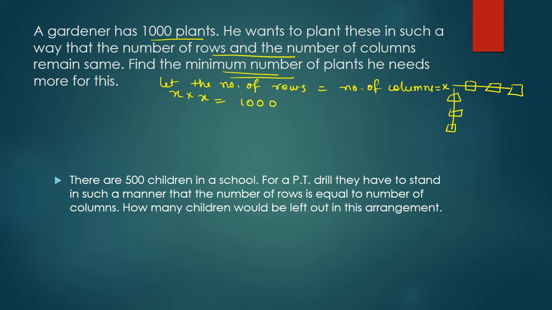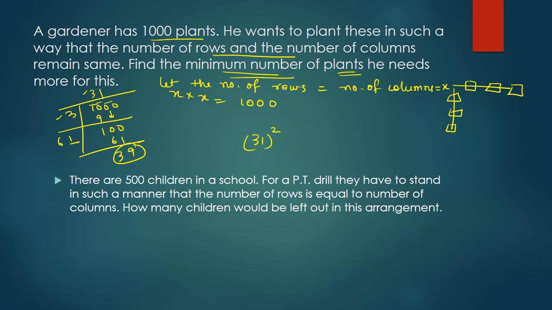So we have to find out how many plants we will require more. That means what should be added to make it a perfect square, right? So let's do long division. 3 3s are 9, 2 zeros, 3 and 3 6, 61 times 1 is 61, 10 minus 1 9, 9 minus 6 3. Now you can clearly see that 1000 is greater than 31 square.